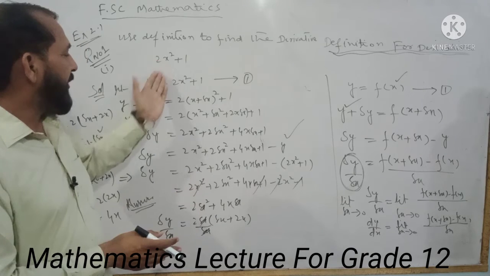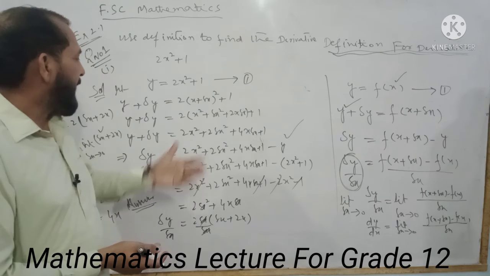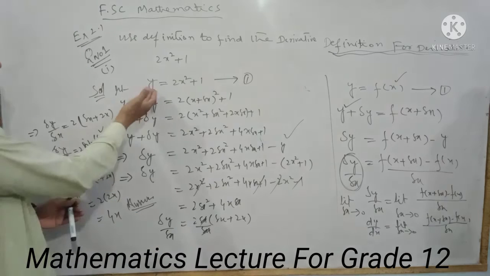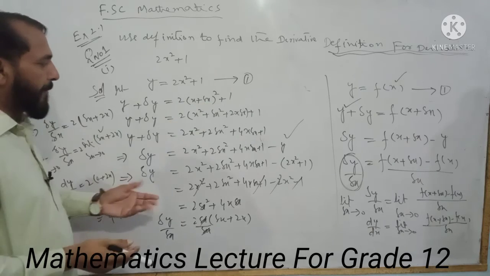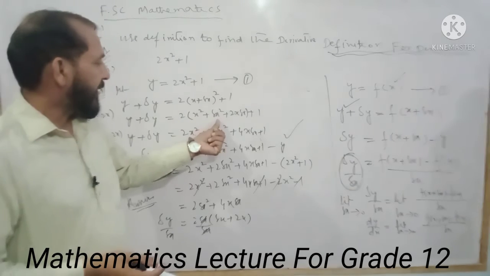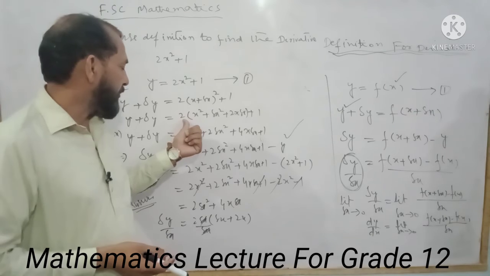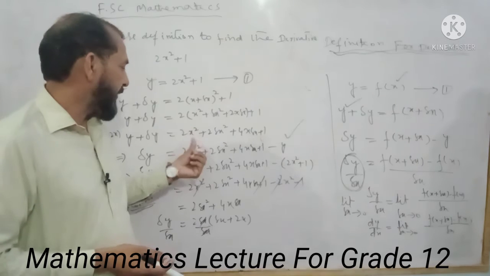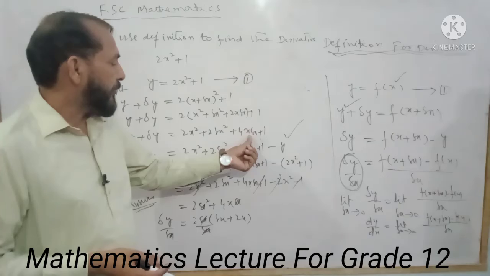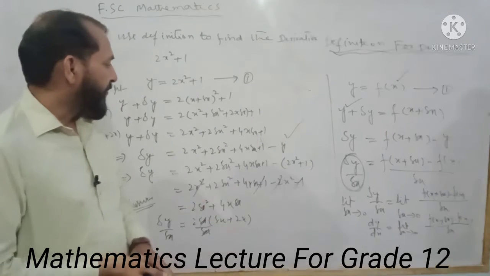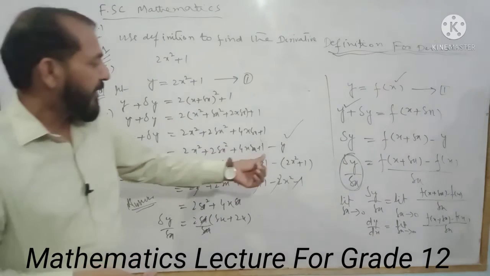In this first step we take y as 2x square plus 1, and now we have y change to del y and x change to del x. Okay, we can expand the square: x square plus del x square plus 2x del x. We multiply 2 on all the values: 2x square plus 2 del x square plus 4x into del x.